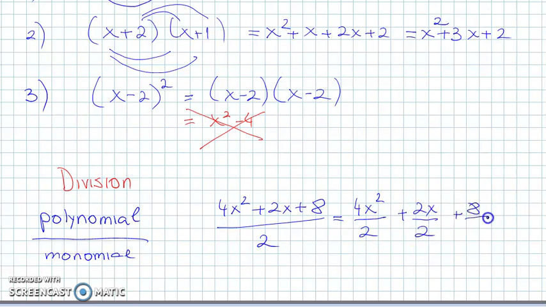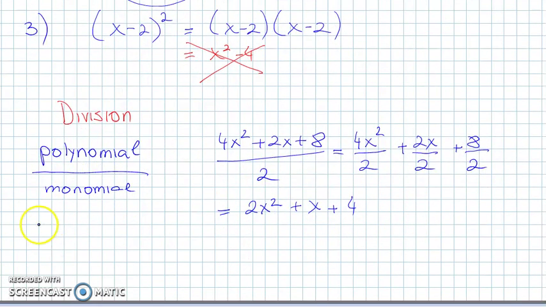Never if you have more than one. And now you divide each term. 4x squared divided by 2 is 2x squared. 2x divided by 2 is x, plus 8 over 2 is 4.